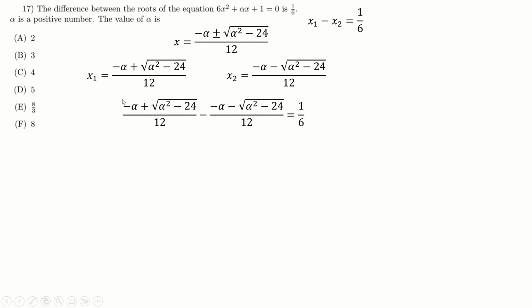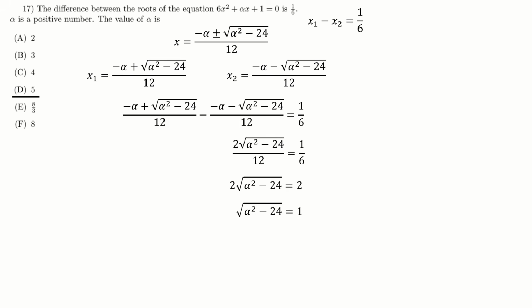And then, of course, the minus alpha over 12 bits will just cancel, because one of them is negative and one of them is positive. So you just end up with the roots over 12 equals a sixth, and then of course, two lots, because it's plus, minus, minus another, so it's plus. Times by 12, divide by 2, very clearly alpha is plus or minus 5 to make that work. Except it can't be minus 5, because alpha is a positive number.